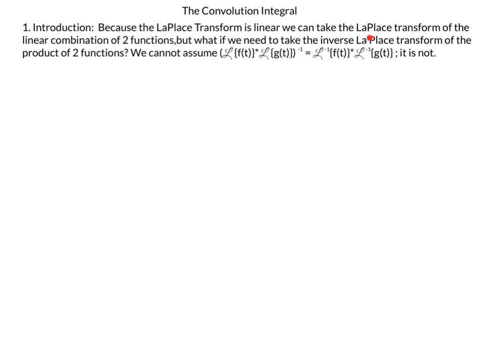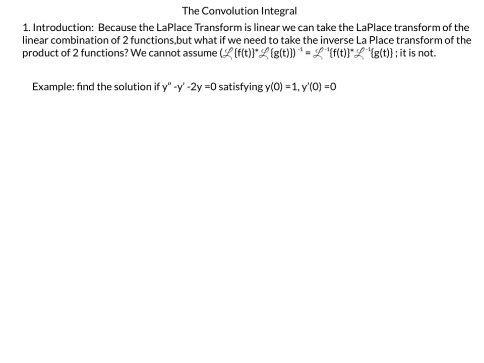But what if we need to take the inverse Laplace transform of the product of two functions? In other words, we have an f of t and a g of t. We've taken the Laplace transform of f of t and g of t and then multiplied the Laplace transforms together. If we want to take the inverse, we can't just say that that will equal the inverse Laplace of f of t and the inverse Laplace of g of t. In fact, this equality does not hold. So this is where the convolution integral comes in.